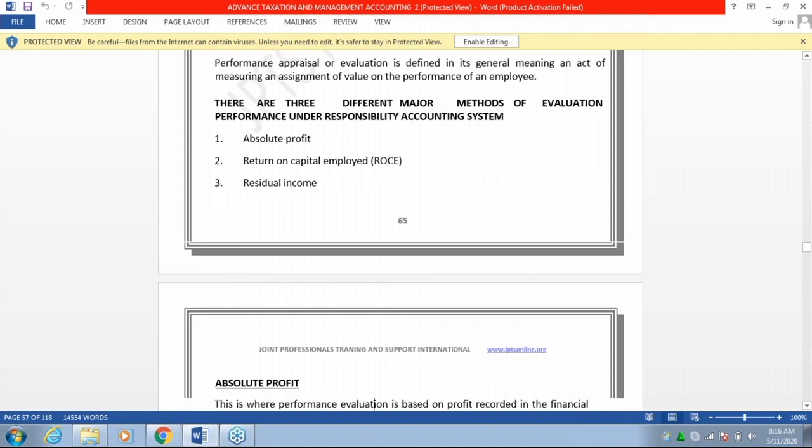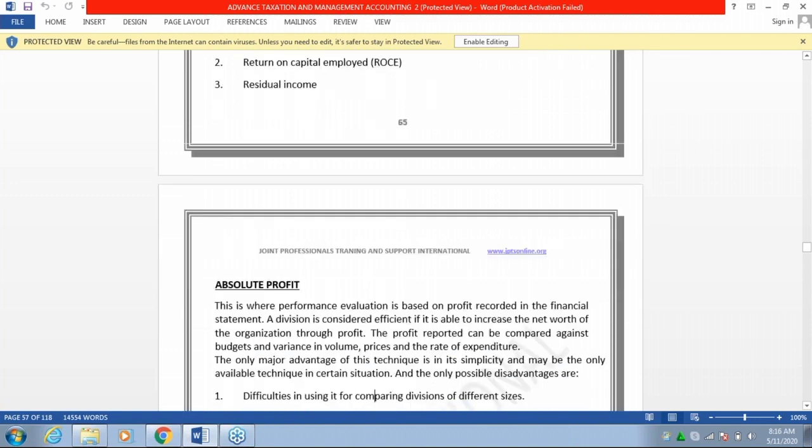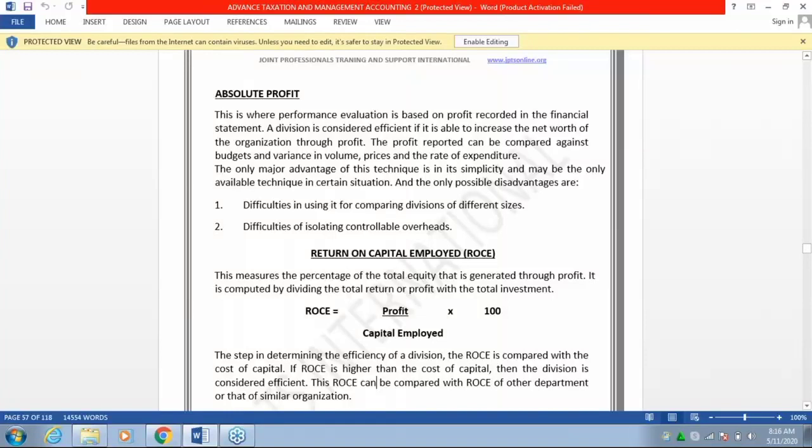Performance evaluation is based on the profit recorded in the financial statement, and a division is considered efficient if it is able to increase the net worth of the organization, as you can see. So there might be difficulties, of course. It is difficult to use for comparing divisions of different sizes, and there are difficulties in isolating the controllable overhead.